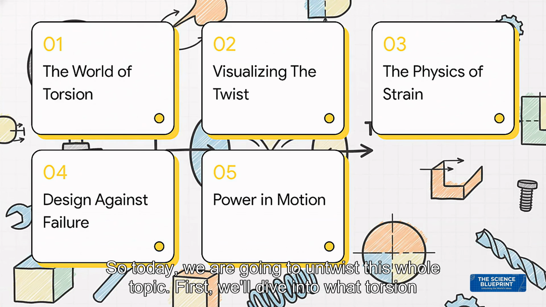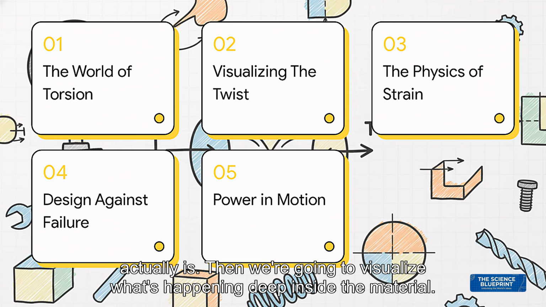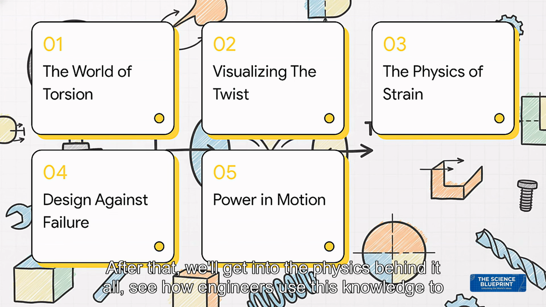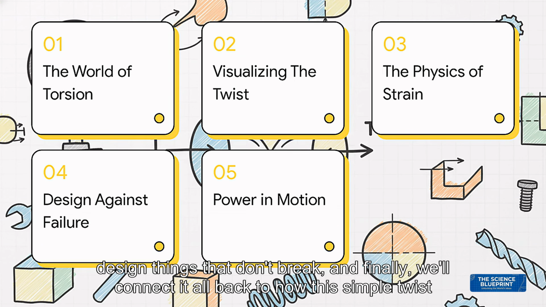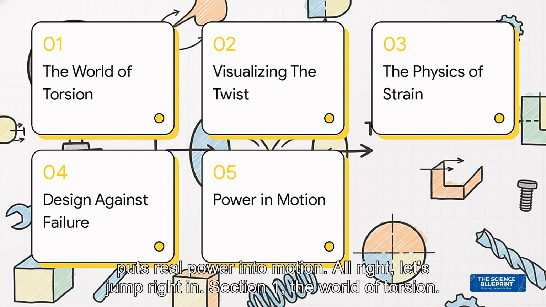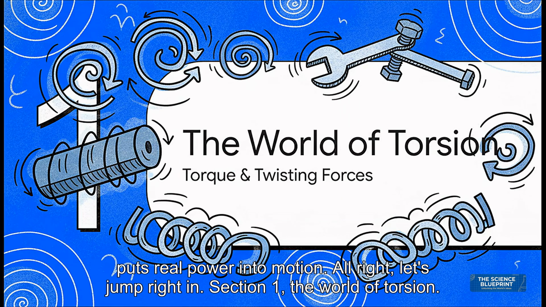So today, we are going to untwist this whole topic. First, we'll dive into what torsion actually is. Then we're going to visualize what's happening deep inside the material. After that, we'll get into the physics behind it all, see how engineers use this knowledge to design things that don't break, and finally, we'll connect it all back to how this simple twist puts real power into motion. All right, let's jump right in.